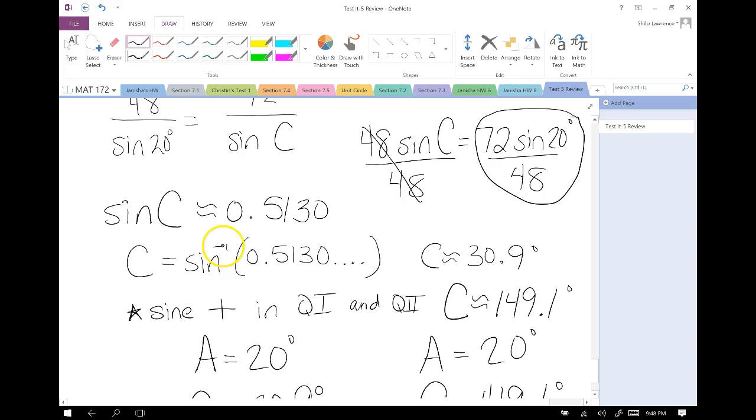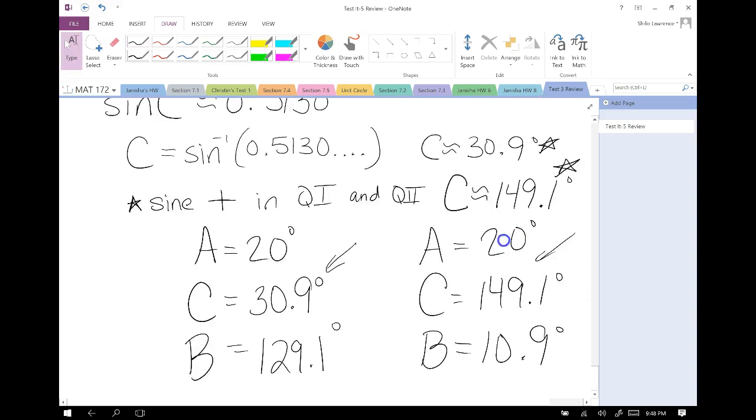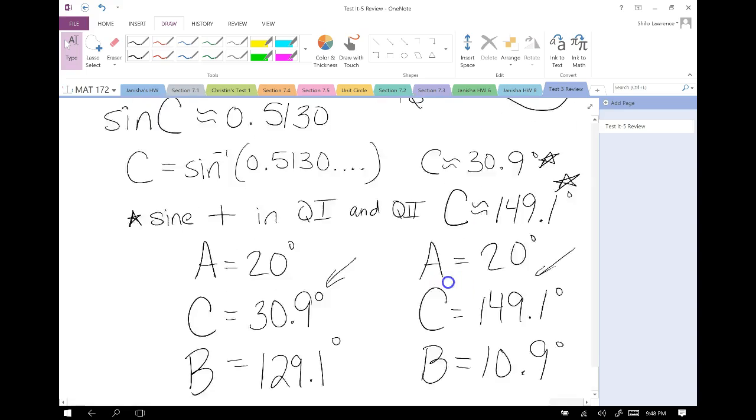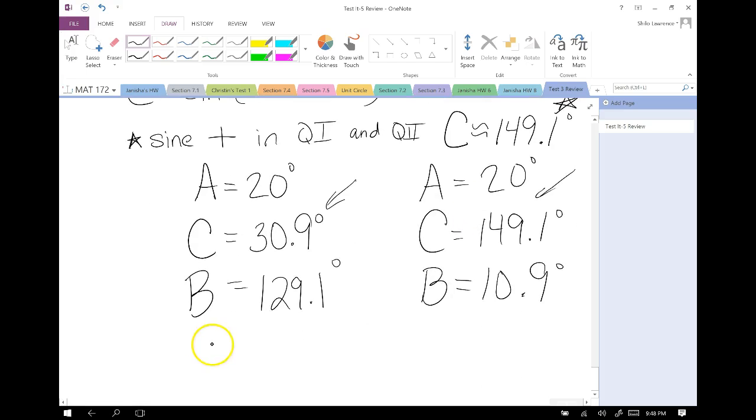So when we have to do sine inverse of a positive number, it's possible the calculator gave us a reference angle. So one option is the calculator gave us the correct answer. The other option is it's just a reference angle for a quadrant 2 angle. And so we subtracted from 180 and got the second option. And then we would continue working it from there. We knew two other sides. C is 72 and A is 48.